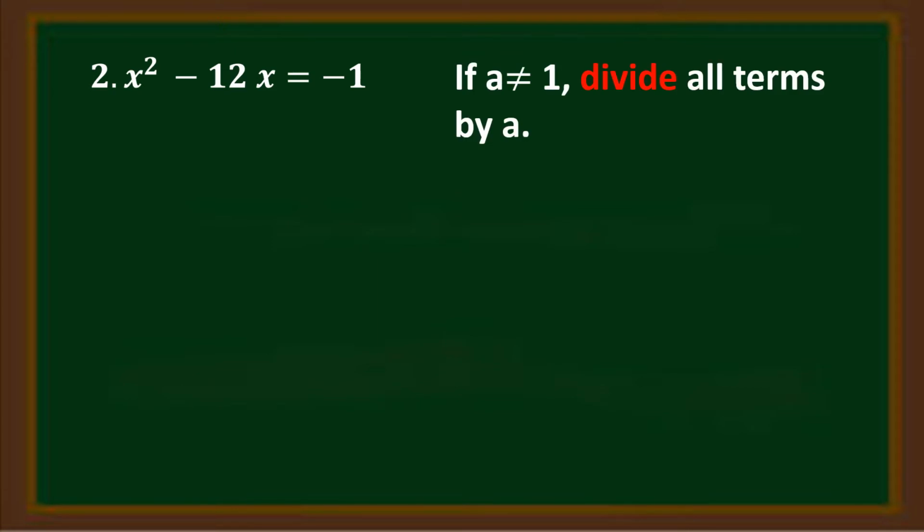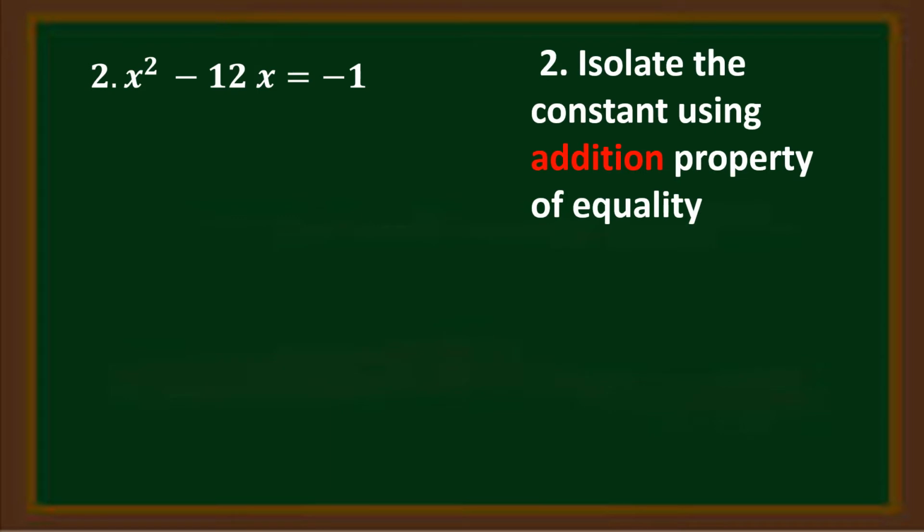Next equation is x squared minus 12x plus negative 1. Our first step is to divide all terms by a if a is not equal to 1. In our equation, a, which is the coefficient of x squared, is equal to 1, so there's no need for us to divide the terms by a. Next step is to isolate the constant using the addition property of equality. In here, the constant is already separated, so there's no need for us to do step number 2.